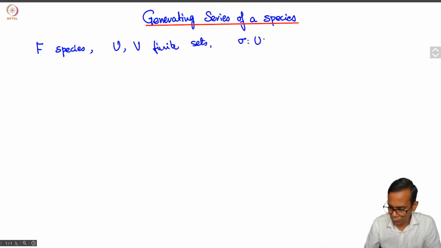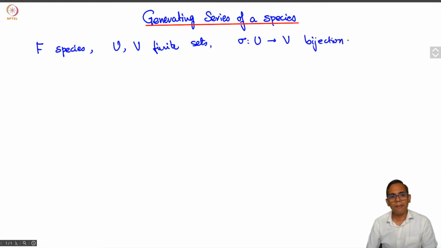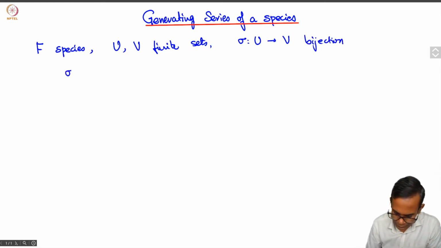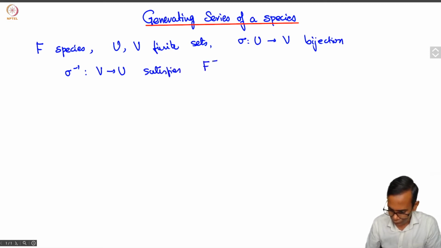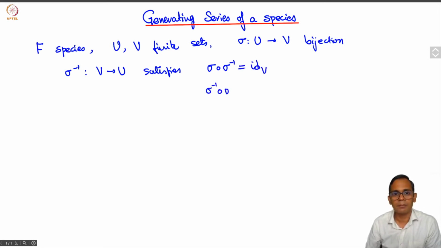and sigma from U to V is a bijection, then F of sigma is also a bijection, because sigma inverse from V to U exists because sigma is a bijection, and satisfies the condition that sigma composed with sigma inverse is the identity map of V, and sigma inverse composed with sigma is the identity map of U.